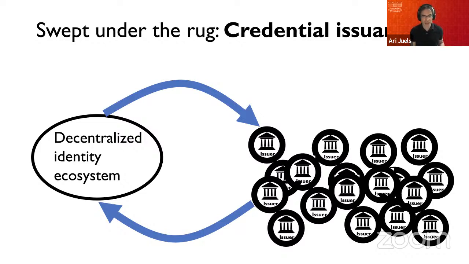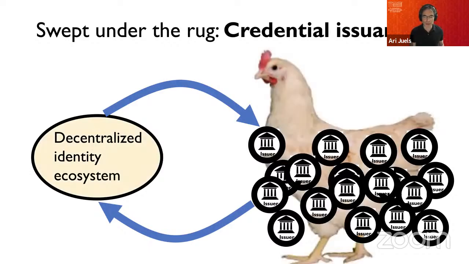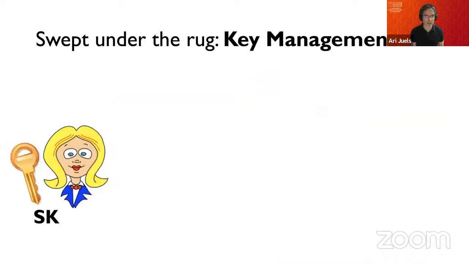But on the other hand, there can be no users of decentralized identity until an ecosystem has been created. So in effect, we have a chicken and egg problem here. We're not going to have issuers until we have users. We're not going to have users until we have issuers. This is one key problem and one key obstacle to the realization of decentralized identity.